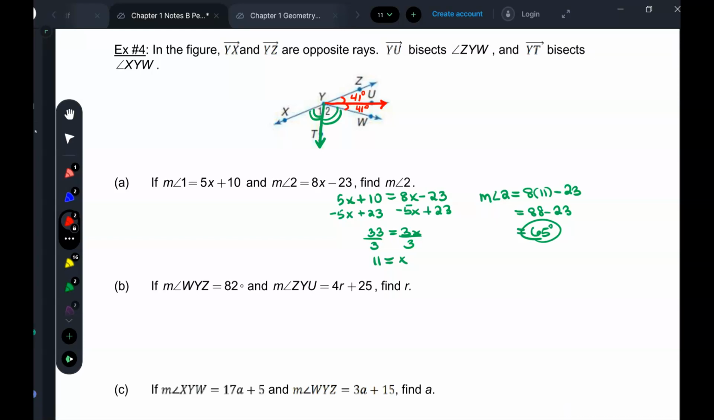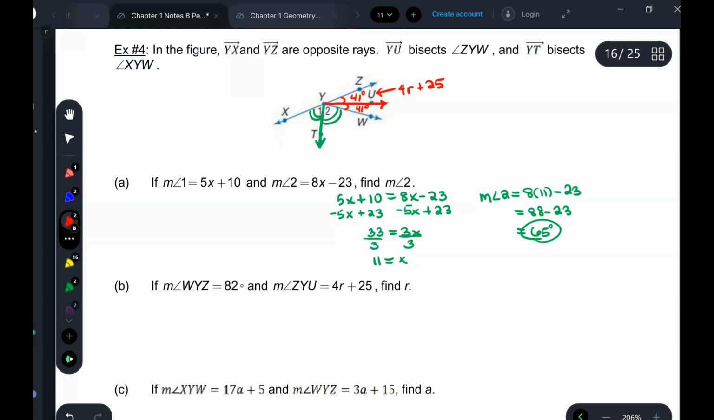Each one is 41, right? If the whole thing is 82, each of these is 41. So for B, would we have to do 4R plus 25 equals 41? Let's think about it. ZYU is 4R plus 25, which is 41 degrees.